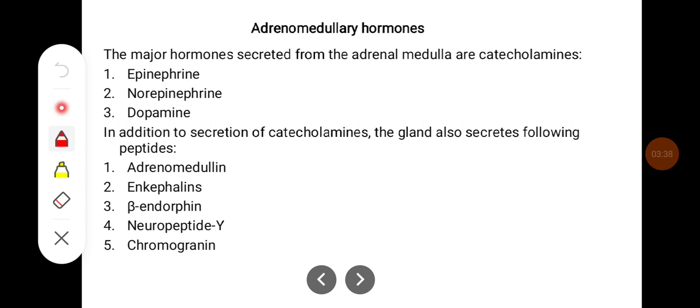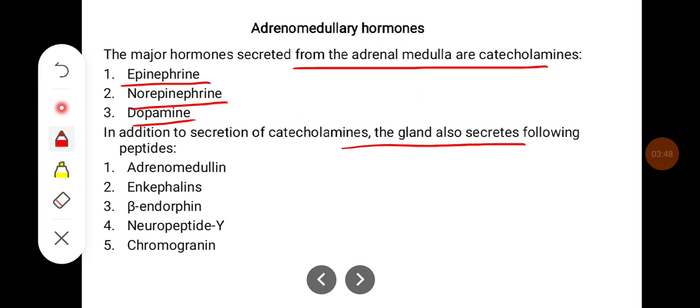Adrenomedullary hormones. The major hormones secreted from adrenal medulla are catecholamines: epinephrine, norepinephrine, and dopamine. In addition to secretion of catecholamines, the gland also secretes the following peptides: adrenomedullin, enkephalins, beta endorphins, neuropeptide Y, and chromogranin.